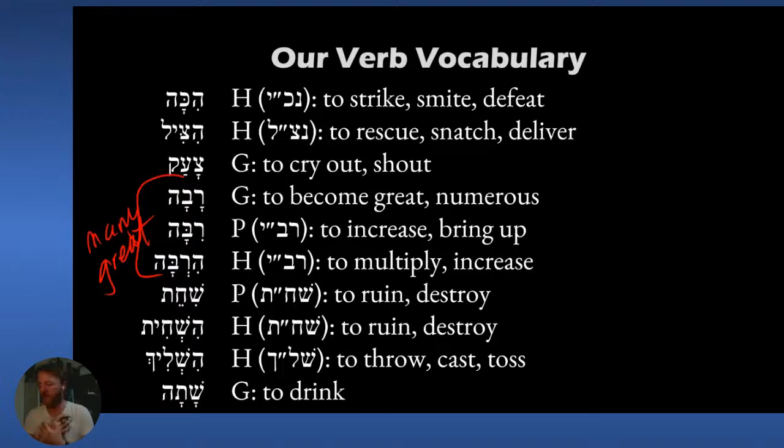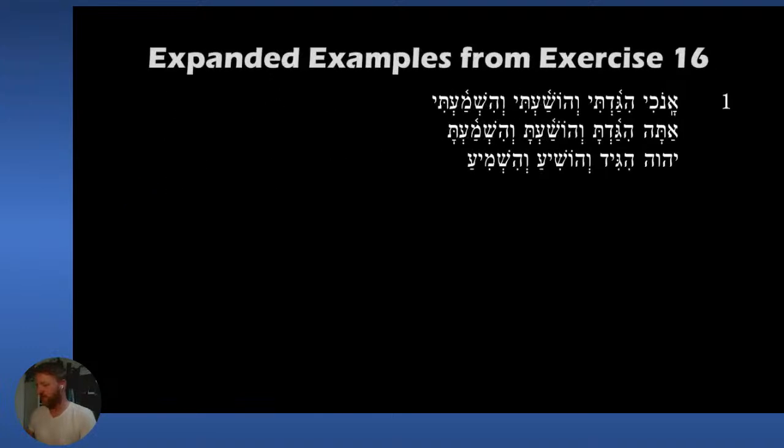Okay, shata, to drink. Shatiti. Shatita. Ani shatiti. Ani shote. Let me drink and demonstrate. So I'm demonstrating that ani shote. Shote, kol zero. Ani mahur, addicted. Mahur. I am addicted. Kol zero. Ani mahur lekol zero.